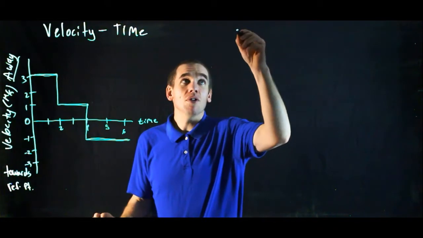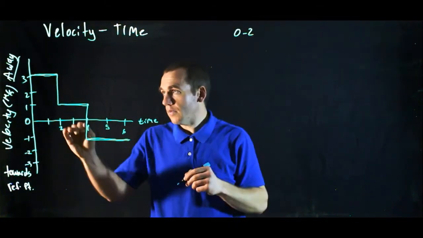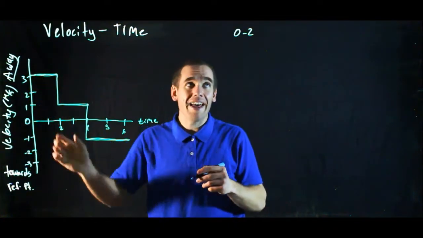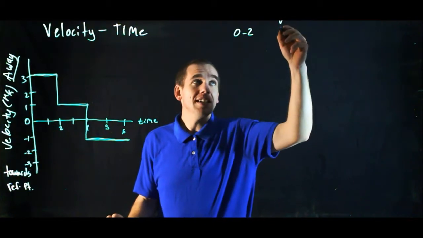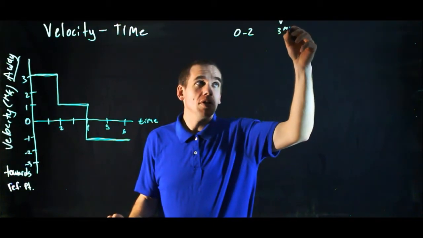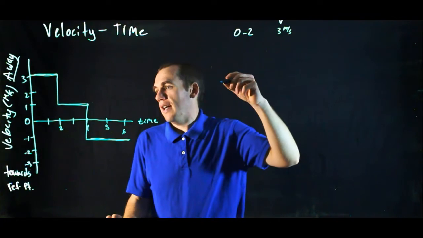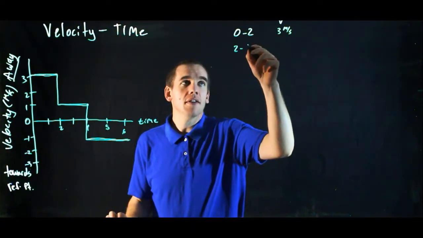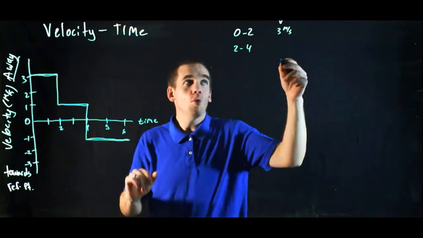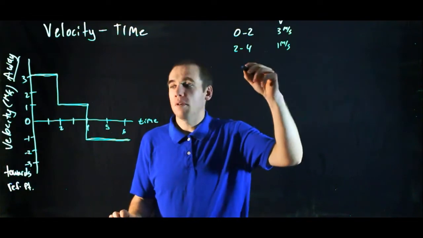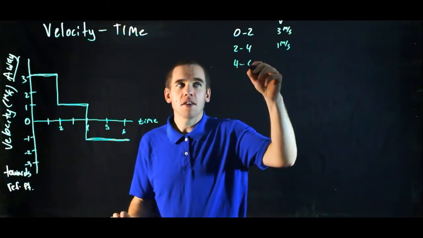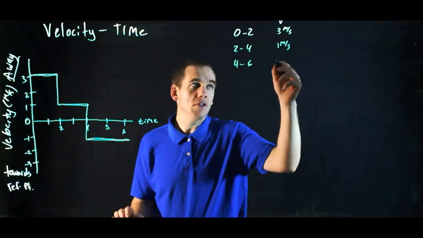So when we break this graph down into intervals and we analyze its motion, we would say, all right, from 0 to 2 seconds, this object moved at 3 meters per second. So the velocity is 3 meters per second. From 2 to 4 seconds, the velocity is 1 meter per second. And from 4 to 6 seconds, the velocity is -2 meters per second.